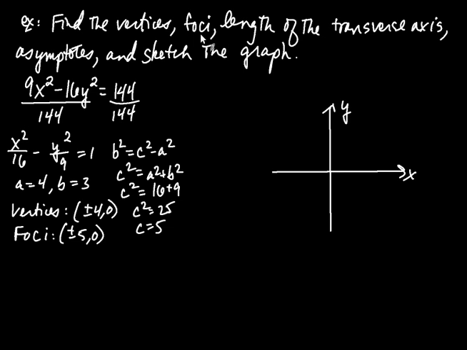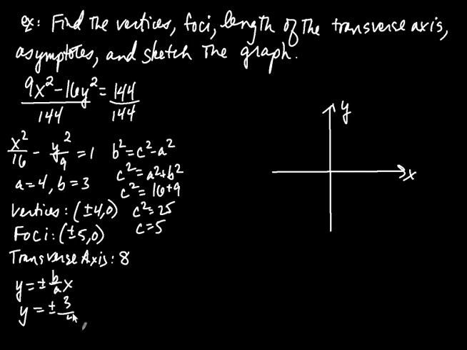So I found my vertices, I found my foci. The length of the transverse axis has length 2 times a, as we talked about. So let's write that down. The transverse axis length is 2a, so it's going to be 2 times 4. So the length is going to be 8. And the asymptotes are y equals positive, negative b over a times x. With b being 3 and a being 4, we're looking at y equals positive or negative 3/4 x.